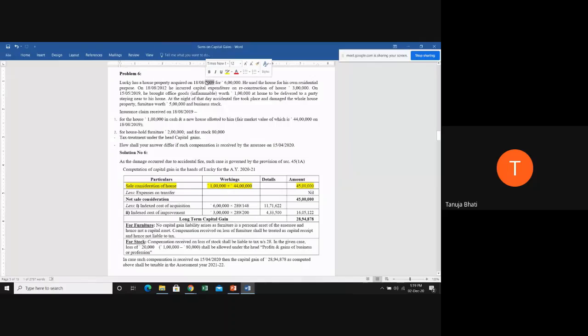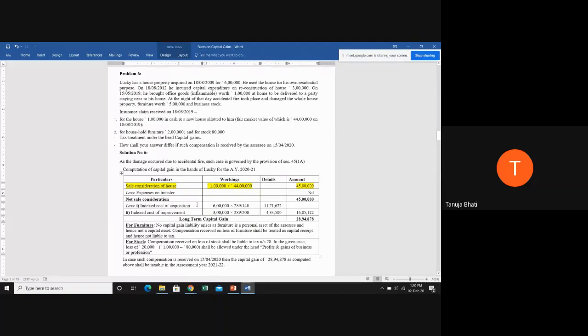It was purchased in the year 2009, but it was destroyed in the year 2019. Therefore, it is a long-term capital asset. So we have taken indexed cost of acquisition. And in this particular provision of insurance claim, we have seen that indexed cost of acquisition and indexed cost of improvement will be as usual. Means normally how we do the same thing.